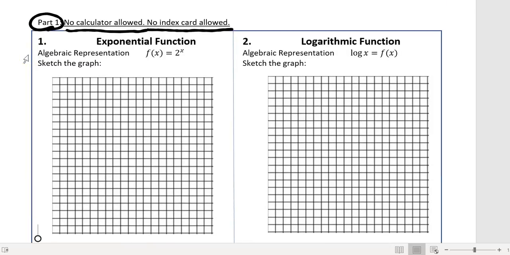Okay, for this part of the test, part 1, the first 4 questions, there will be no calculator allowed and no index card. So make sure you know this backwards and forwards. The first 2 questions will be just to grasp the basic functions.